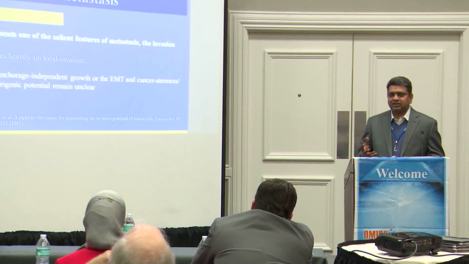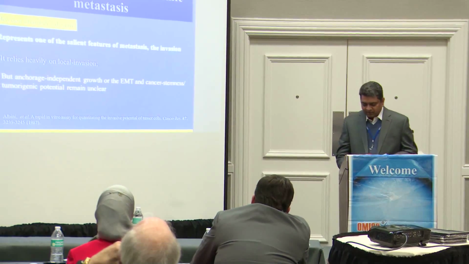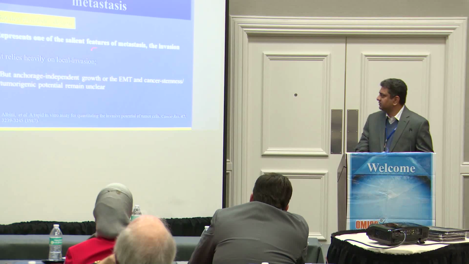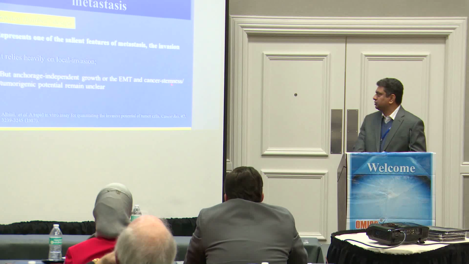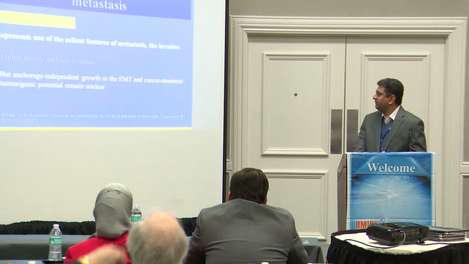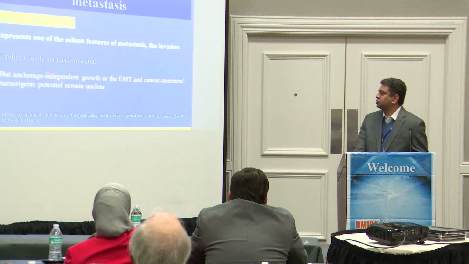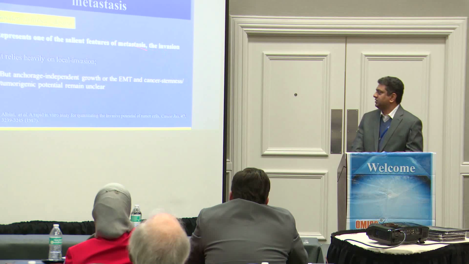So the current in vitro models that mimic metastasis in research laboratories: the oldest model is the Boyden chamber design, which represents one of the salient features of metastasis, which is invasion. This is an excellent model to study local invasion, but you don't see the anchorage independent growth or the assumption of the EMT, which is epithelial mesenchymal transition. And also we don't have any evidence to show whether local invasion requires cancer stemness or tumorigenic potential. It could be just a local invasive nature.